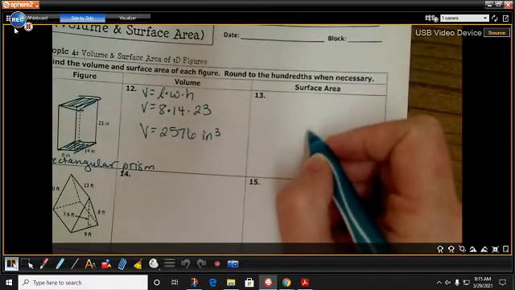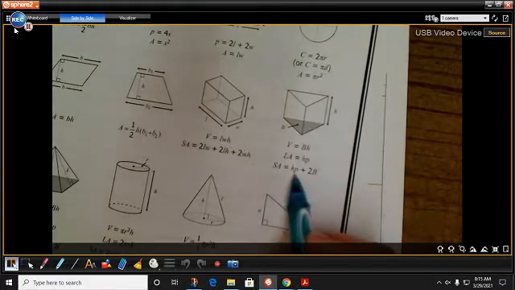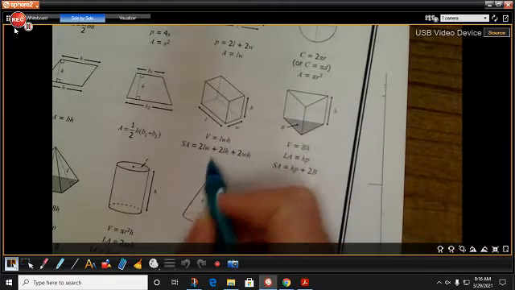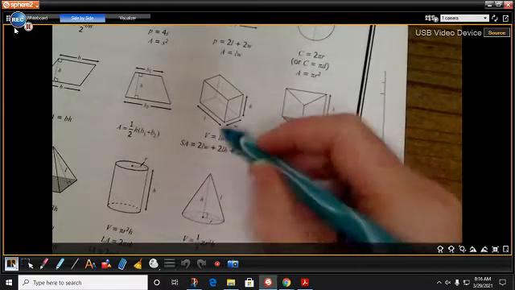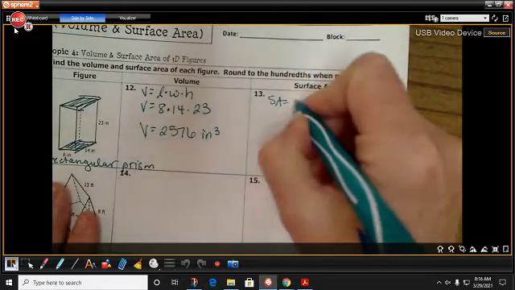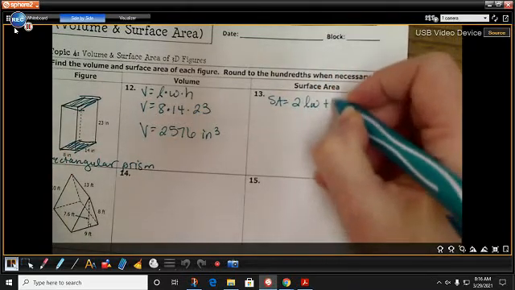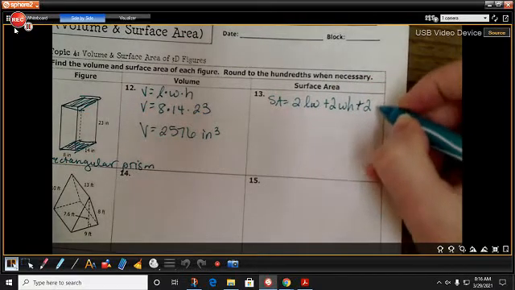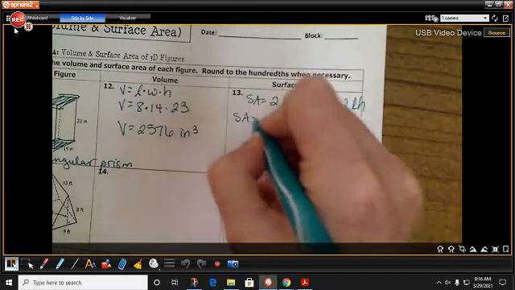For your surface area, you could use the general formula, but for a box, it's pretty easy to just say, I've got 2 of the front and back, and then 2 of the top and bottom. So that's the formula I'm going to be using here. My surface area will have 2 of the front, which would be length times width, and then 2 of the sides, which could be width times height, and then 2 of the back, which would be length times height. So let's just drop in some numbers here.